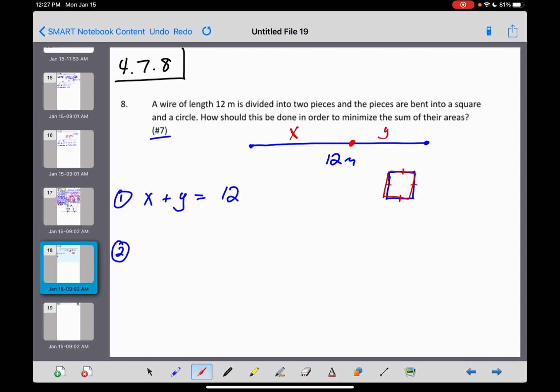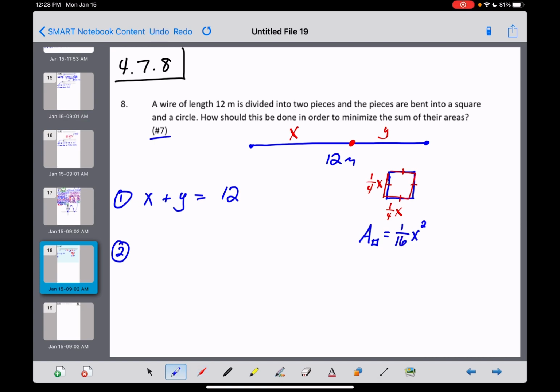So if the whole perimeter of that square is X, each one of those sides is going to be 1/4 X. And that means that the area of our square is going to be 1/4 X times 1/4 X, and that's going to be 1/16 X squared. Now, another way I was thinking about doing it would be making this 4X, and then each one of these just would have been X, and the area just would have been X squared. That might have been a little bit neater, but I'm going to leave this one the way that I had it here.